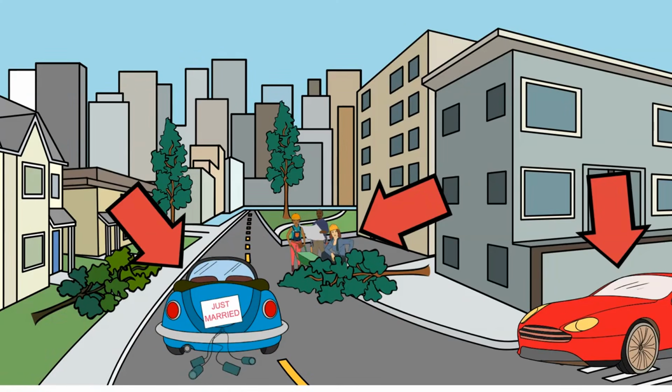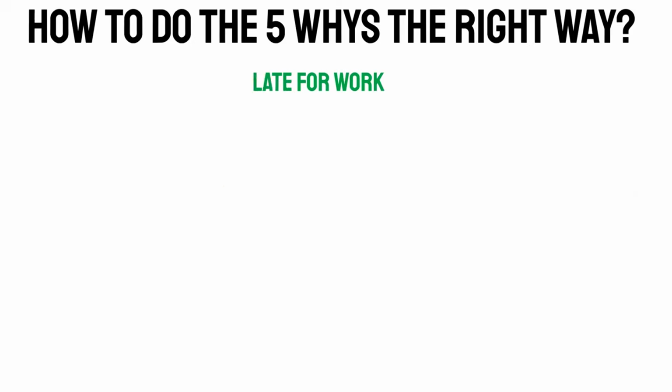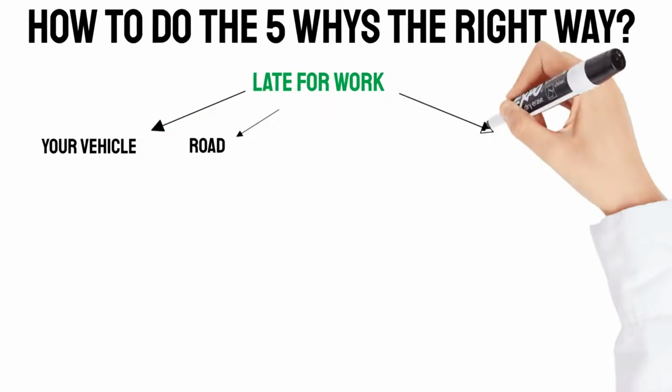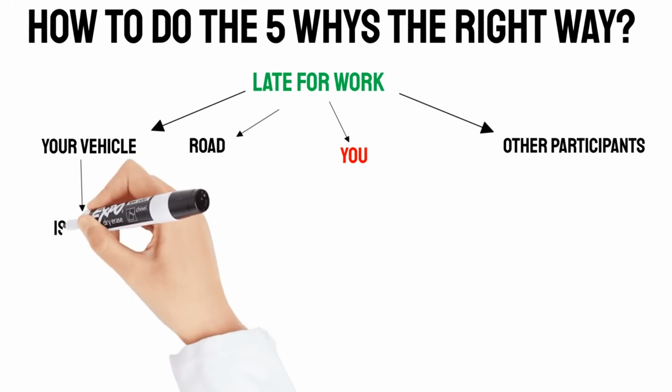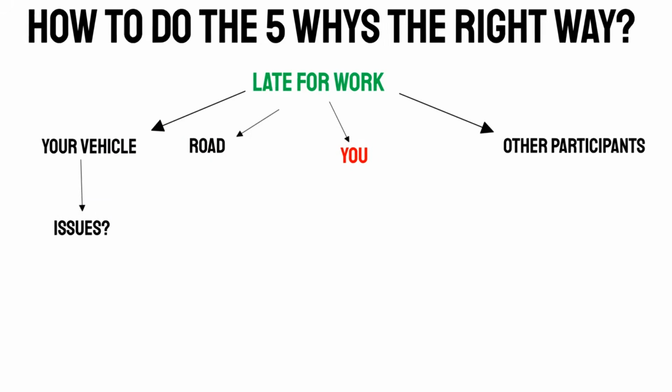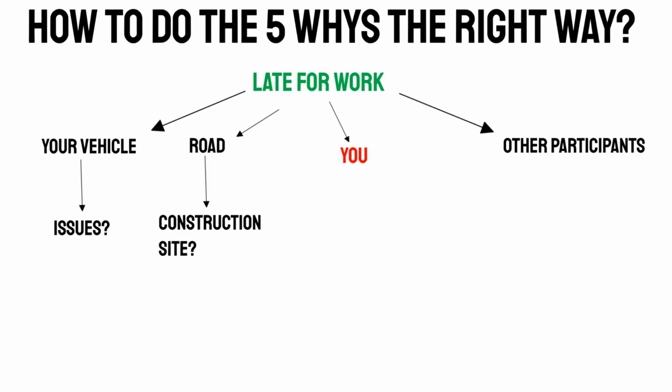Let's build the logic tree based on our observations. We will have one branch per component. So your vehicle, the road, other participants, and you. Now we can refine each branch by asking why could this component be the root cause? For your vehicle, why could the vehicle be the problem? Are there issues with the vehicle? Like the engine didn't start a couple of times in the morning. Why the road? Is there a construction site that is usually not there, which causes a delay? Why other participants? Was there a traffic jam?